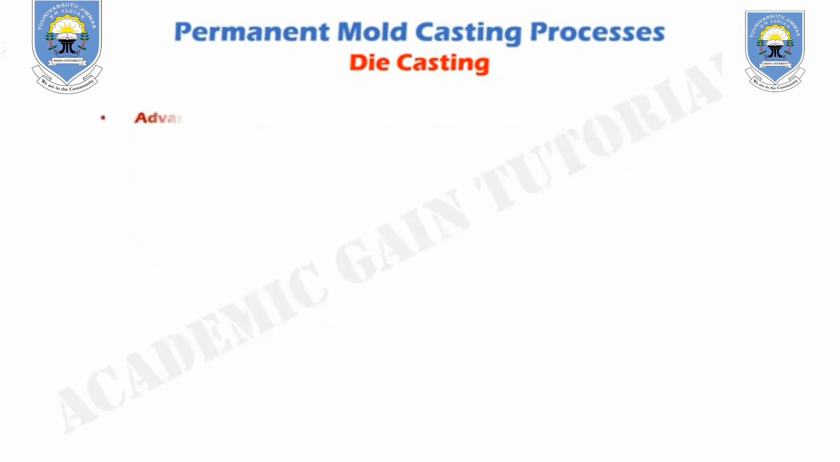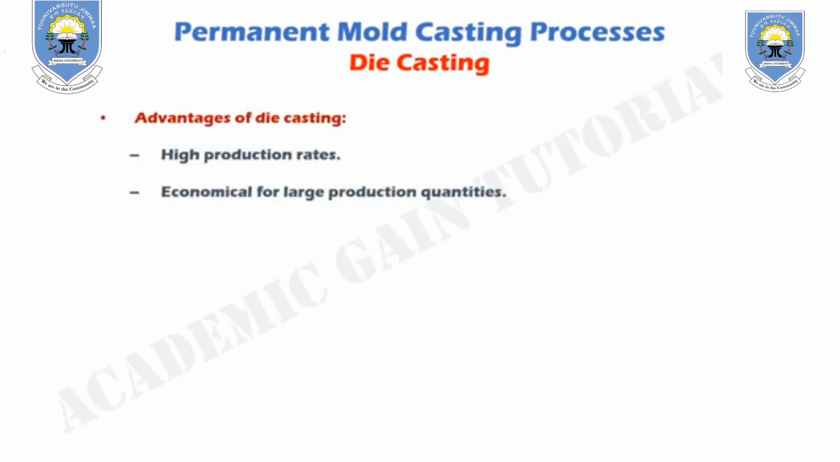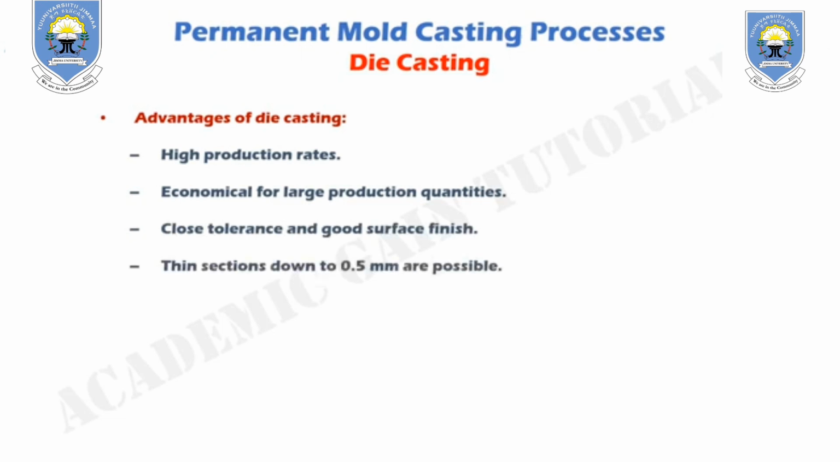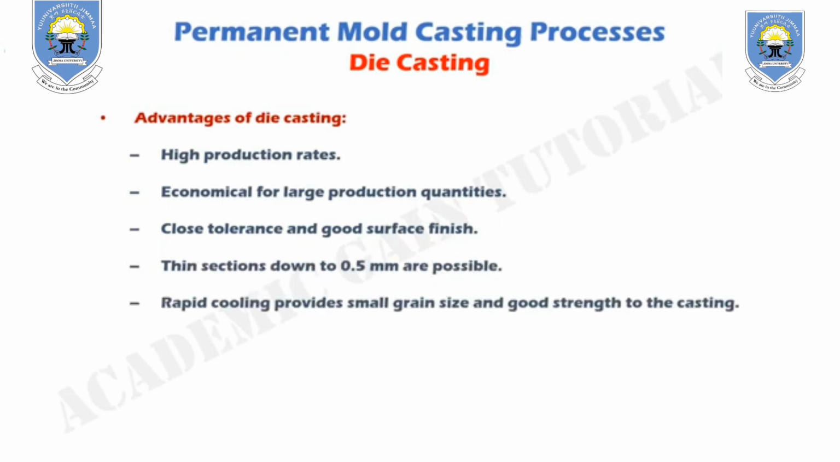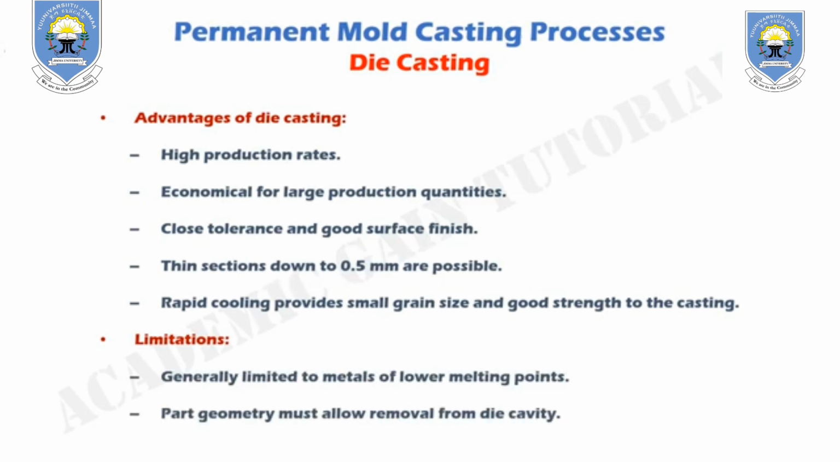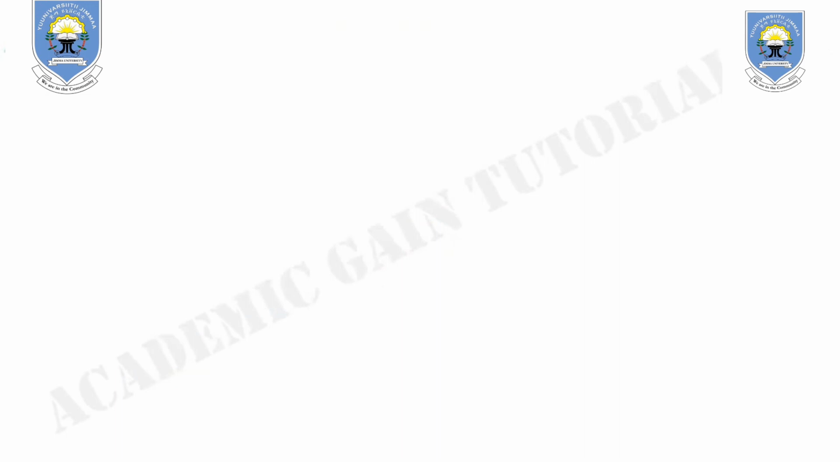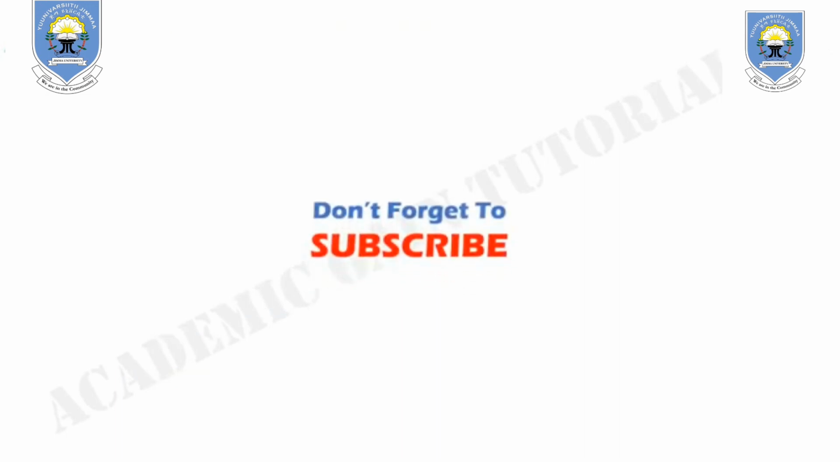Advantages of die casting include high production rates, economical for large production quantities, close tolerance and good surface finish. Thin sections down to 0.5 mm are possible. Rapid cooling provides small grain size and good strength to the casting. And the limitations include being generally limited to metals of lower melting points, and part geometry must allow removal from the die cavity. So, we have studied die casting, which is one of the permanent mold casting processes.